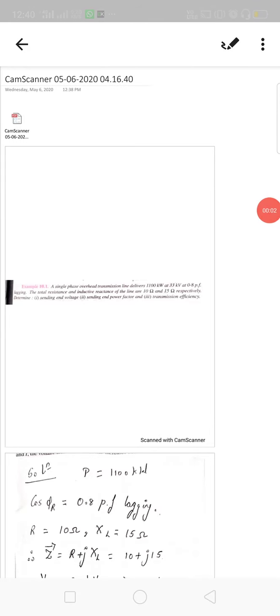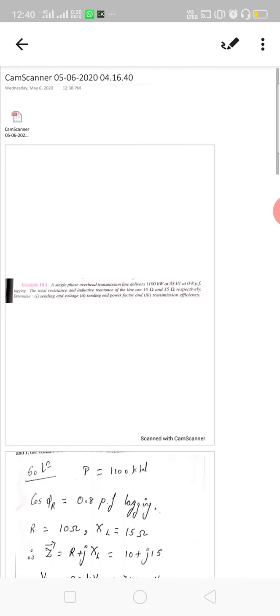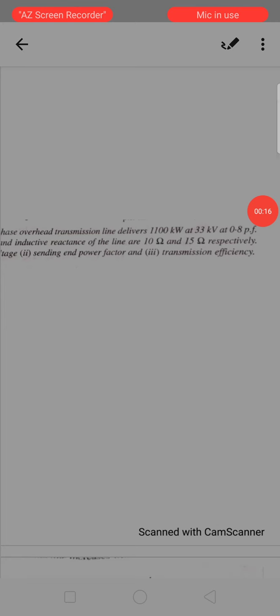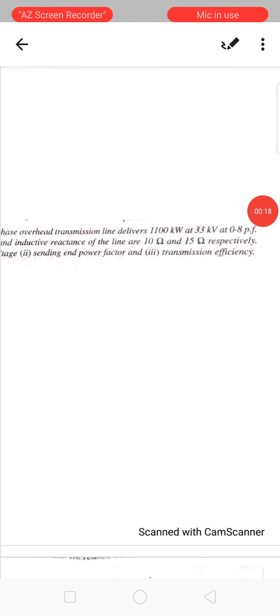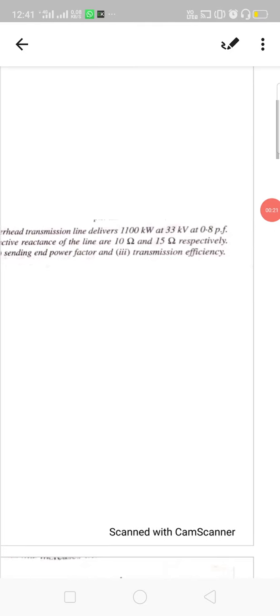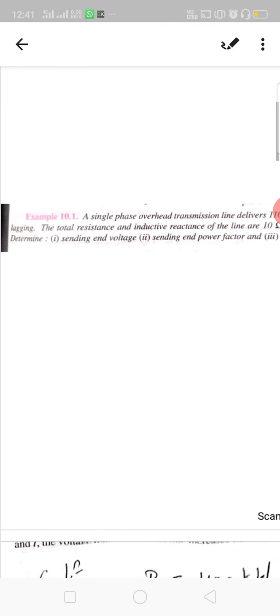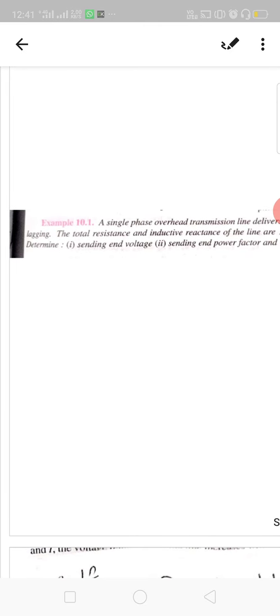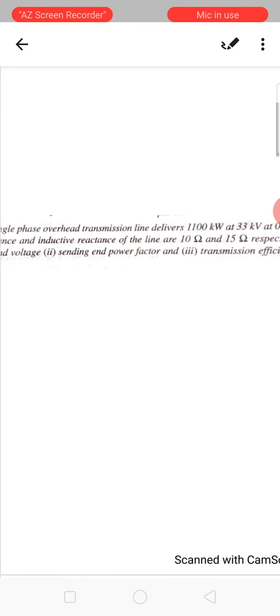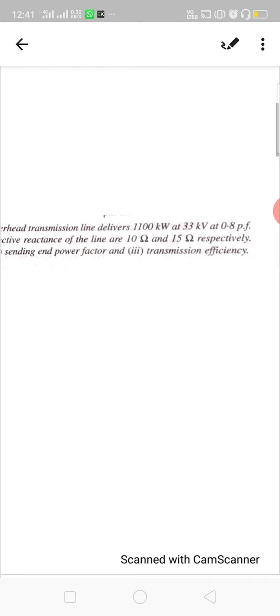So now I'll start with numericals on short transmission lines. Let's go through the numerical. It says a single phase overhead transmission line delivers 1100 kilowatts at 33 kilovolts at 0.8 power factor lagging. The total resistance and inductive reactance of the line are 10 ohm and 15 ohm respectively. Determine first the sending end voltage, second the sending end power factor, and third the transmission efficiency.